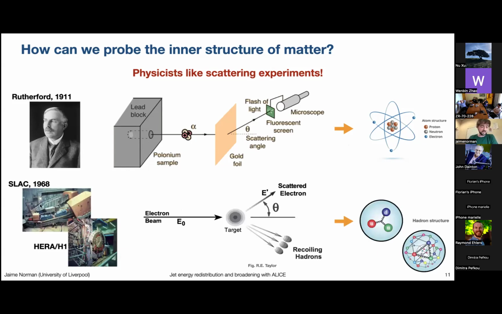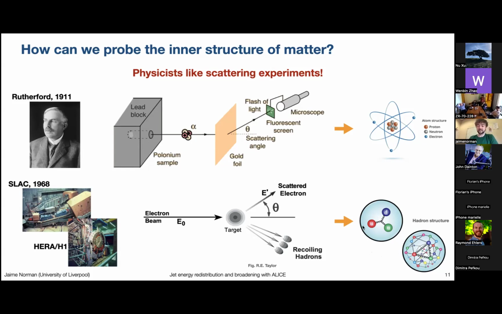Another example is deep inelastic scattering, at SLAC and later at HERA, for example, by firing electron beams at a target and measuring the scattered electrons and recoiling hadrons. It was determined that hadrons, protons, neutrons, consisted of constituent particles, quarks.